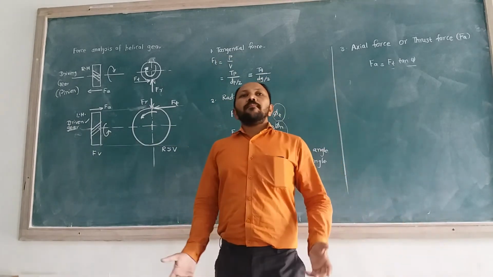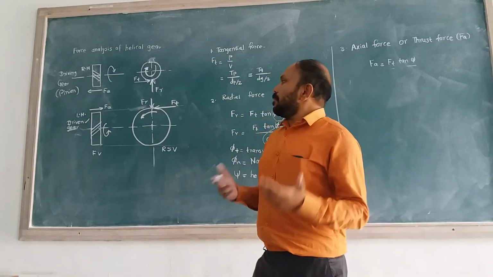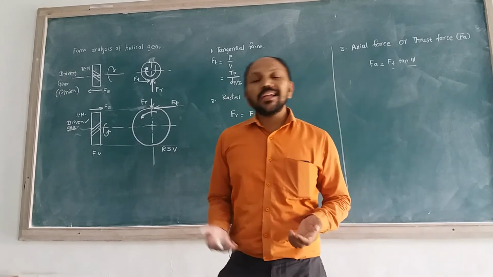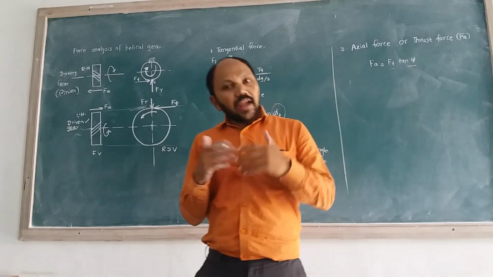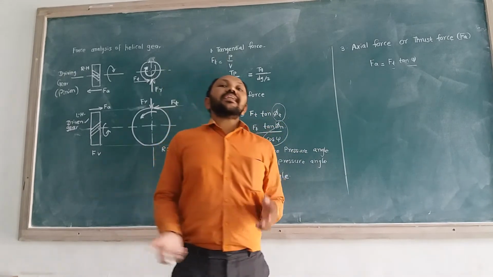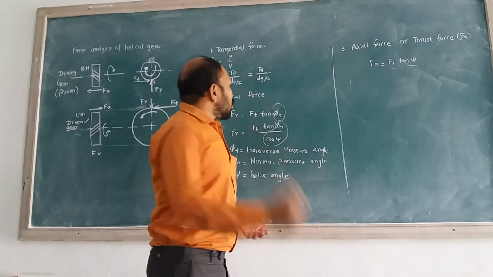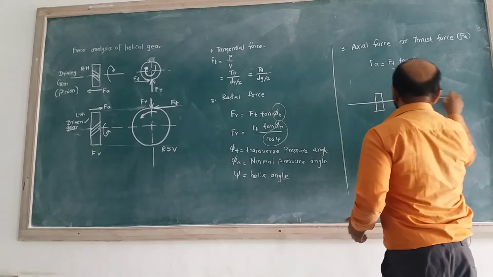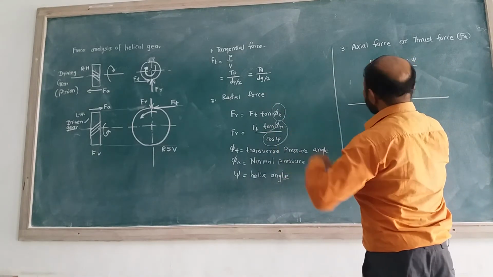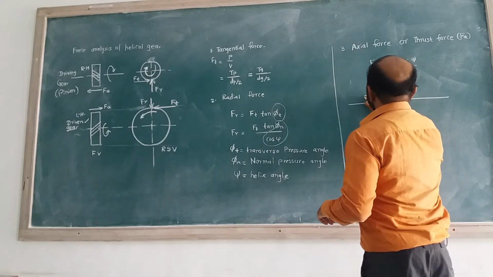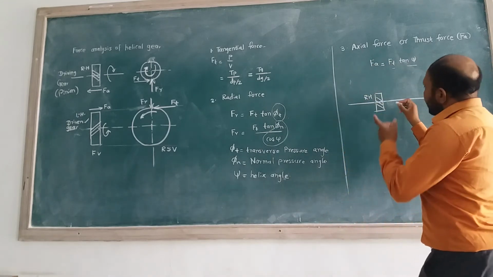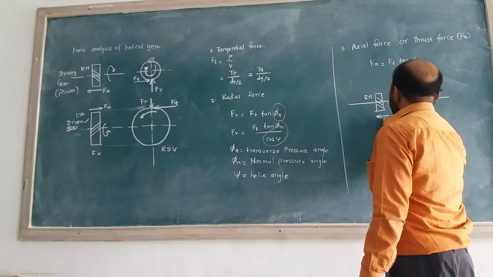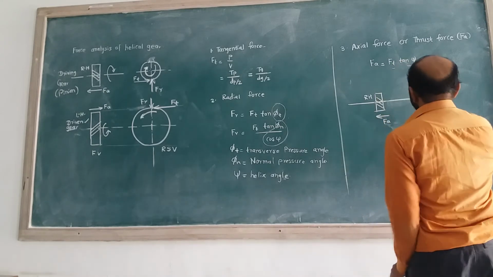So, is any method available to avoid this axial force, because it directly affects the bearing, and ultimately the bearing life gets affected? So yes, if this is a single shaft and you use a right handed gear, then due to that right handed gear the axial force is like this.